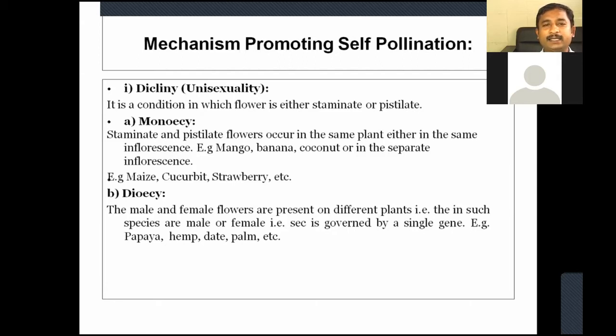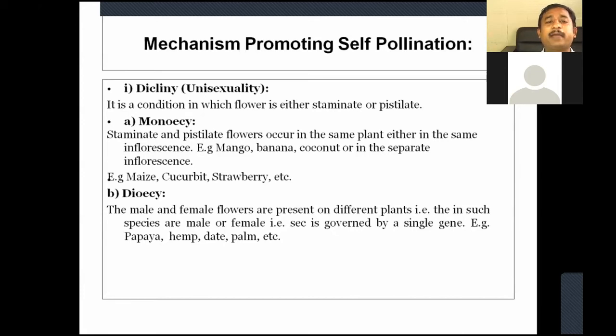For example, in some plants they will have only either male flower or female flower, staminate or pistillate. This condition is called unisexuality or diclinism. And there is monoecious, a plant in which the staminate and pistillate flowers, the male and female flowers, occur in the same plant, either in the same inflorescence or in a separate inflorescence.